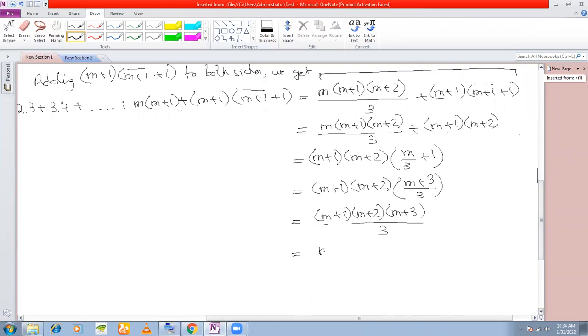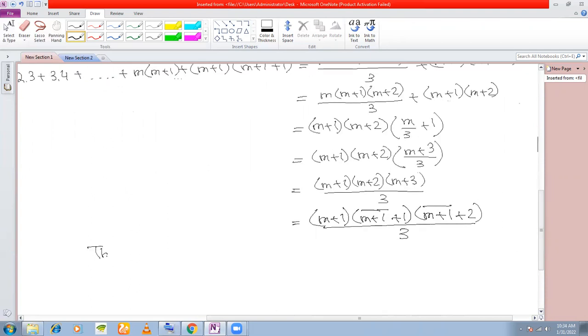This now can be written as m plus 1, m plus 1 plus 1 into m plus 1 plus 2, isn't it? This shows that Pm plus 1 is true whenever Pm is assumed to be true.